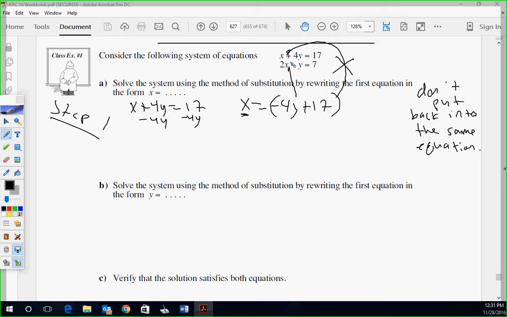Okay, so here we go. 2 times this, minus y equals 7. So there it is. I plugged this right there for the x. Now we distribute, and we're going to solve for y. Okay, here we go. Distribute. Negative 8y plus 34 minus y equals 7. Negative 8y and negative 1y are like terms. That's negative 9.